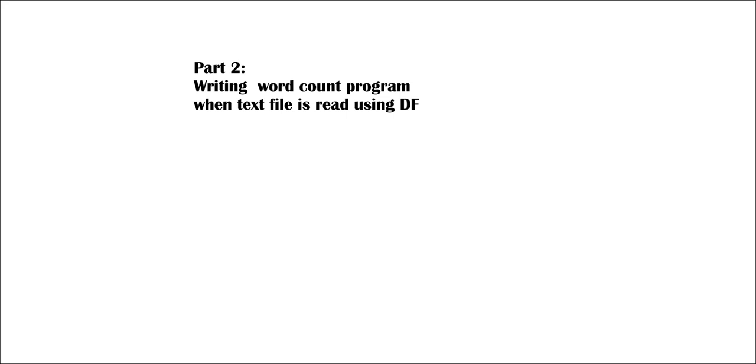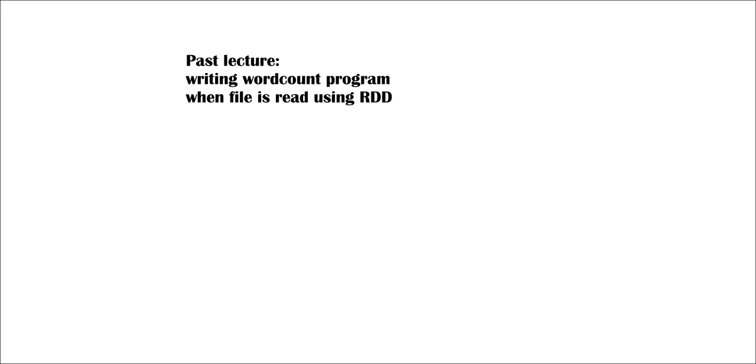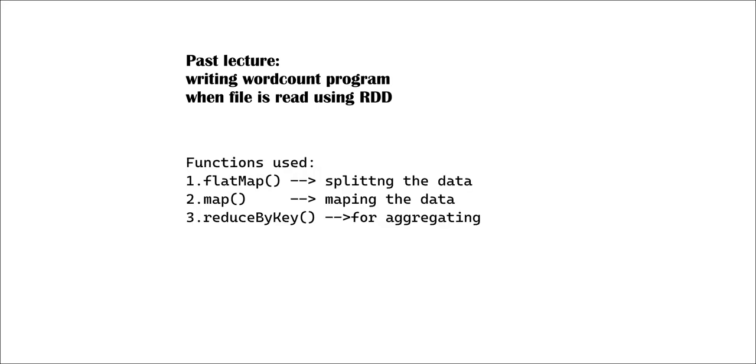This video is about writing a Bitcoin program when the text file is read using a data frame. In the past lecture, we used RDD to read our data, and we used a few inbuilt functions, like flatMap for splitting the data, map for mapping, and reduceByKey for aggregating. For this lecture, the functions that we are going to use are quite different from the previous video.